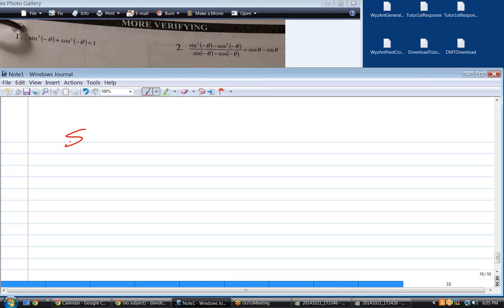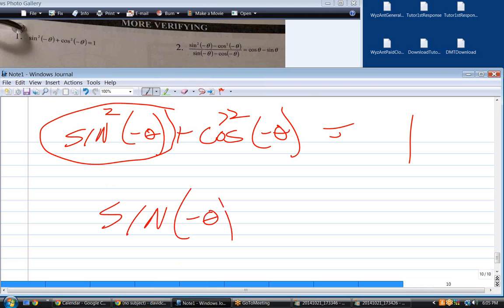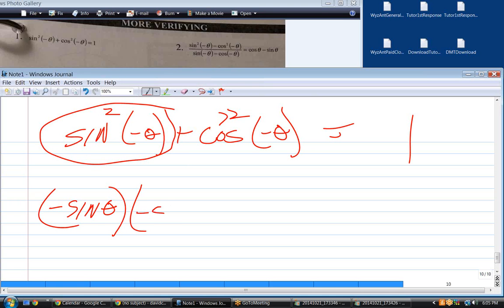All right, sine squared of negative theta plus cosine squared of negative theta. Okay, what can I do with that? First of all, what's sine of negative theta equal to? Negative sine theta. So, since sine of negative theta is equal to negative sine theta, then this is negative sine theta times negative sine theta. That's what this expression means.